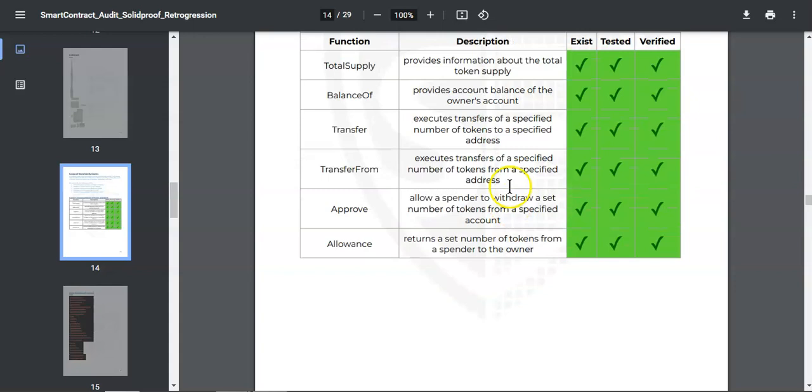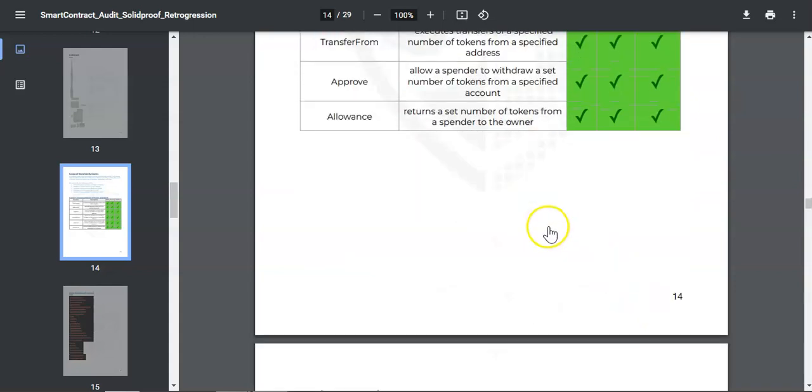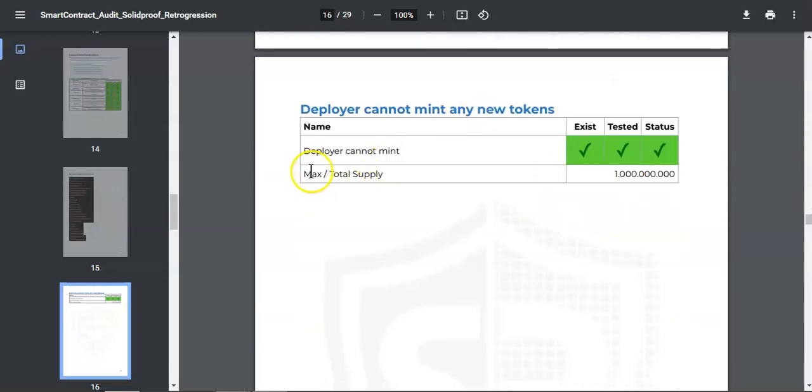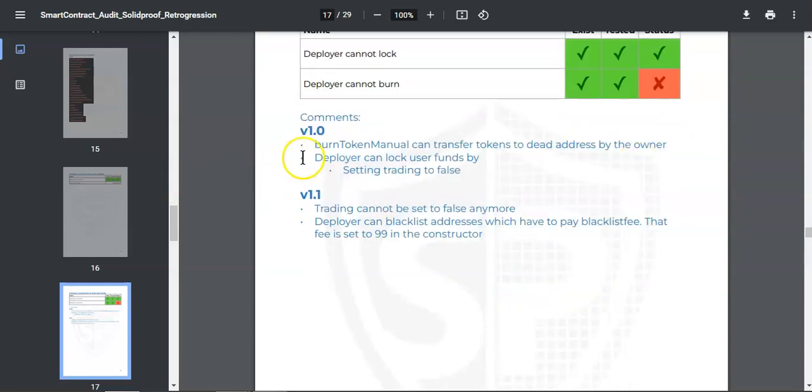So as you can see right here, it passed. All right, so everything is ticked. There is only one cross. Okay, so deployer cannot mint any tokens, pass. The total supply is 1 billion creep tokens, and the deployer cannot lock, deployer cannot burn. Okay. So, burn tokens manual can transfer tokens to dead address by the owner.